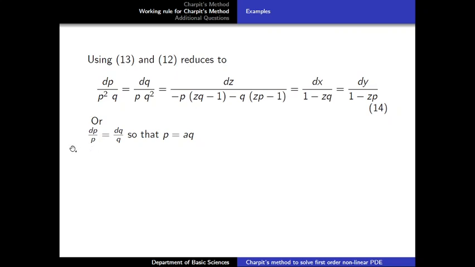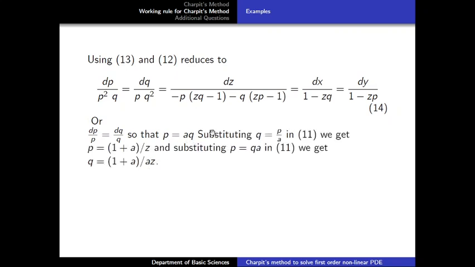While I integrate the left hand side, integral dp by p is log p, and integral dq by q is log q, plus a constant of integration, say it is log a. Now log q plus log a is log qa. Now cancelling the logarithm from both sides by taking the exponential, we get p is equal to aq. Now substitute q is equal to p by a in equation 11.